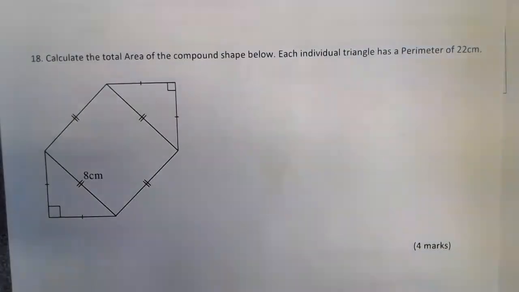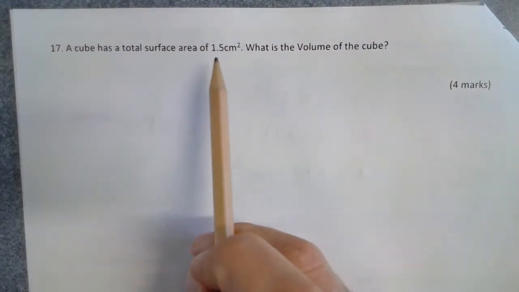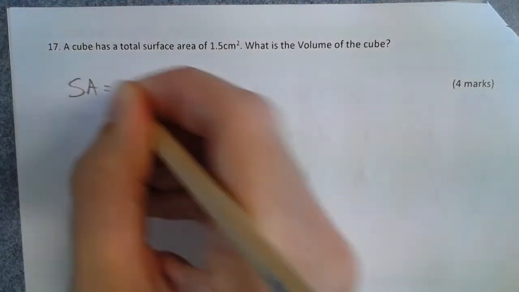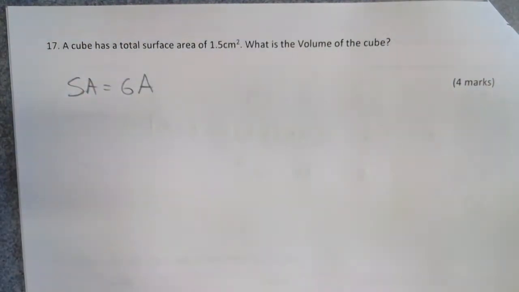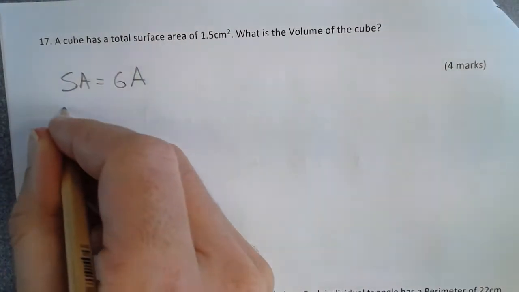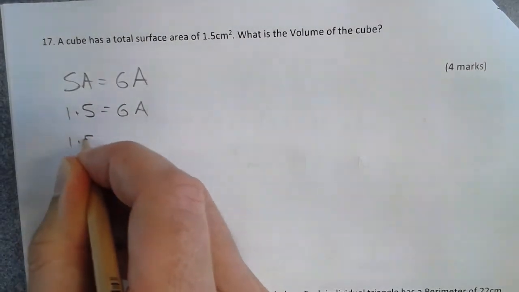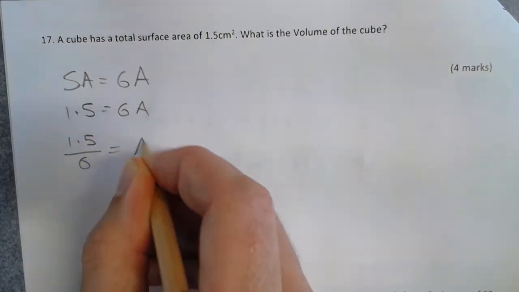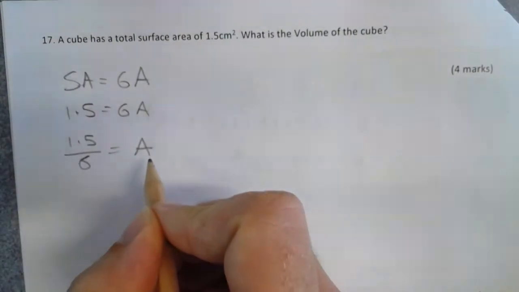Question 17. A cube has a total surface area of 1.5 squared centimetres. What is the volume? Well, the surface area of a cube is 6 lots of the area, which means that 1.5 is 6 times the area. So if you divide that by 6, you've got the area of the square.